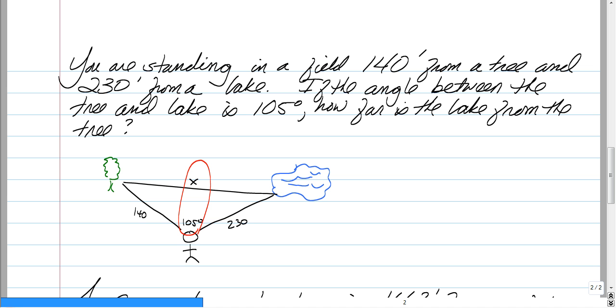So here you go. X squared is equal to 140 squared plus 230 squared minus 2 times 140 times 230 times the cosine of your angle 105. And from here, you just have to use your calculator. Make sure you use your calculator correctly, and you will find out that the distance between the tree and the lake is 298.6 feet. Okay, so if you do not have a right triangle, if you have nothing that suggests a 90-degree angle, you must look into law of sines or the law of cosines.